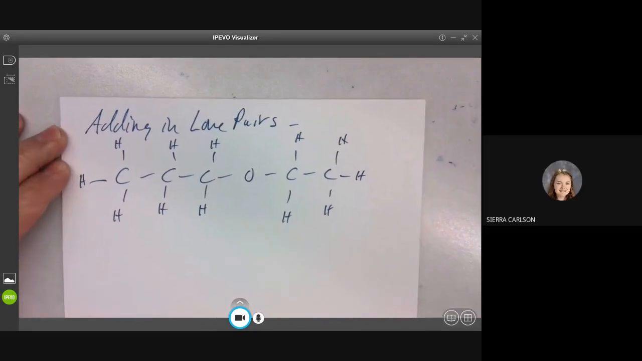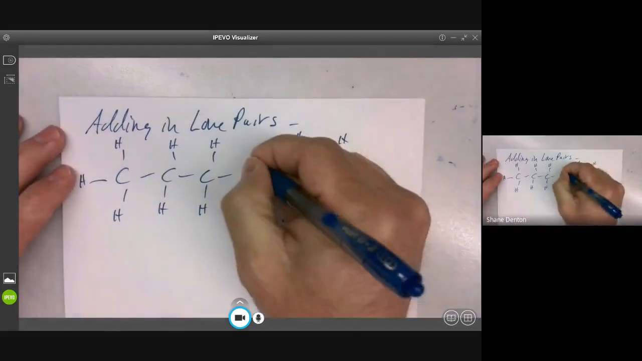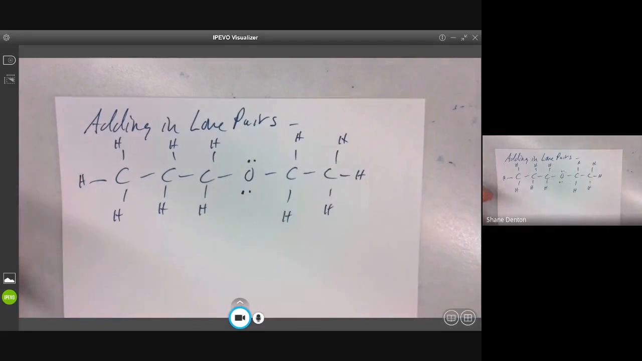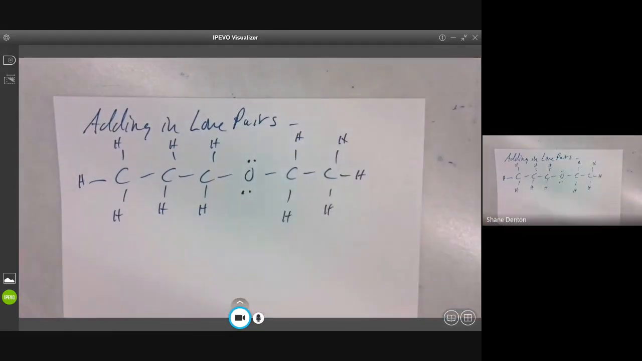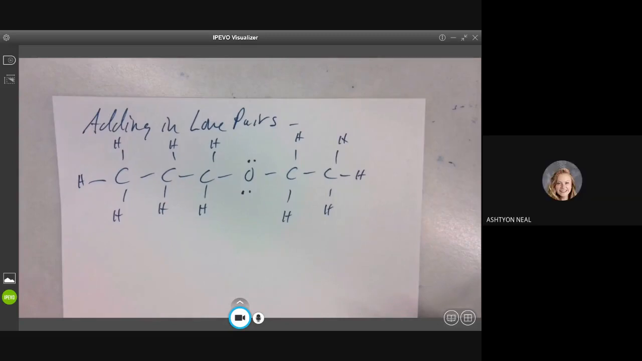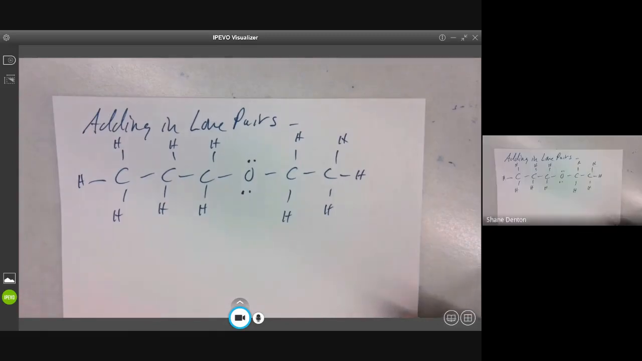Anybody? Oxygen will have lone pairs. Yeah, oxygen's got 2 sets of lone pairs because oxygen only likes to form 2 bonds, right? And those 2 lone pairs would make this area kind of negative, make the other end kind of positive, which would create a polar molecule. Nobody besides Sierra remembers that? I do. Okay. All righty.